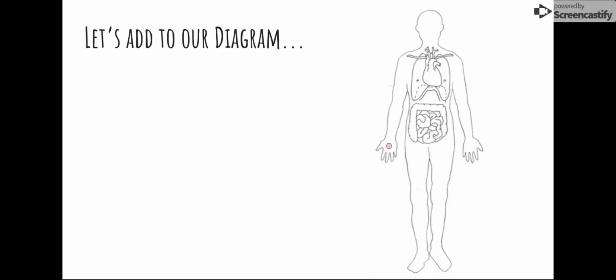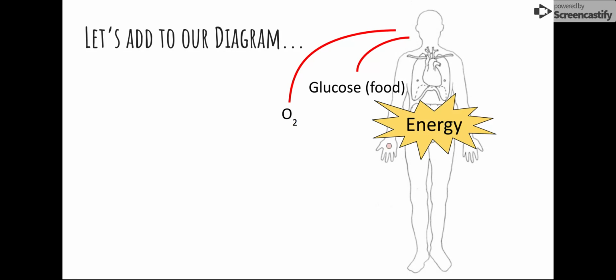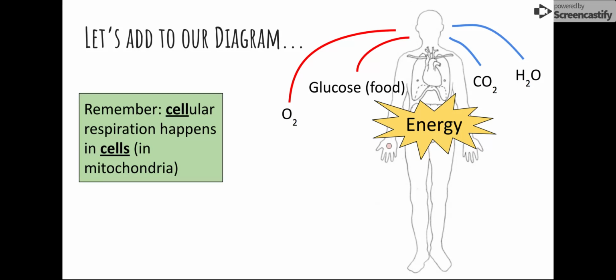Let's add to our diagram the following. O2, glucose, or food, how we make energy, CO2, and H2O. Remember, cellular respiration happens in cells, in the powerhouse of the cell, also known as the mitochondria.